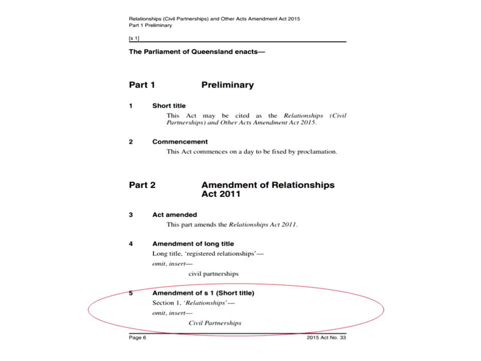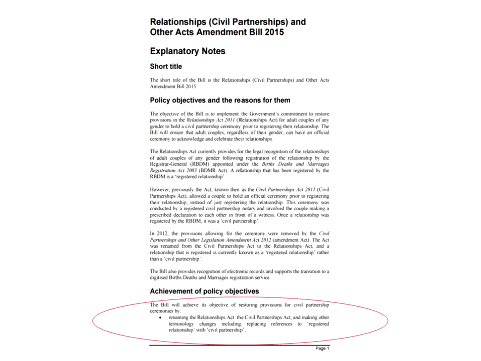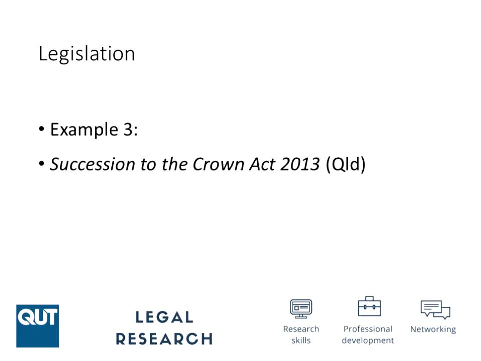So that's really how you're able to track what is happening. It's a lot of detective work, and it's really interesting in terms of finding your way through that piece of legislation. In the explanatory notes to the Amendment Bill for 2015, it shows that they want to rename the Relationships Act to the Civil Partnerships Act and change other terminology back again. So, quite a story. Another really interesting act is the Succession to the Crown Act.